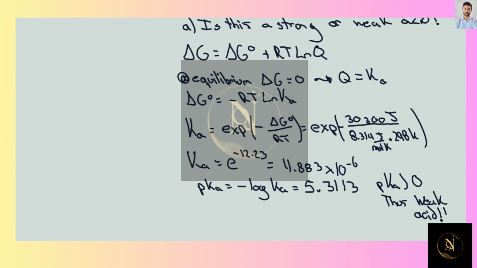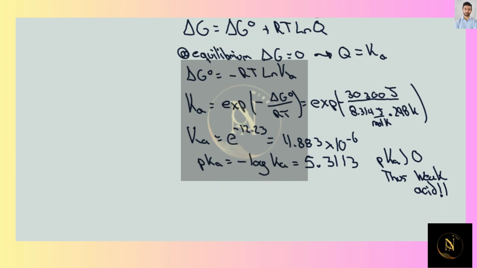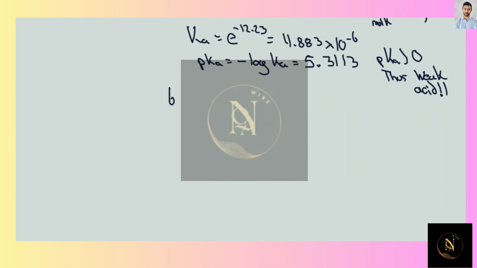As a result, we can say that the pKa, which is minus the logarithm of the value for Ka, would be equal to 5.3113. So as you can see, the pKa is larger than 0, thus we have a weak acid. With this, we have answered part A of the question. Now, let's go with part B.